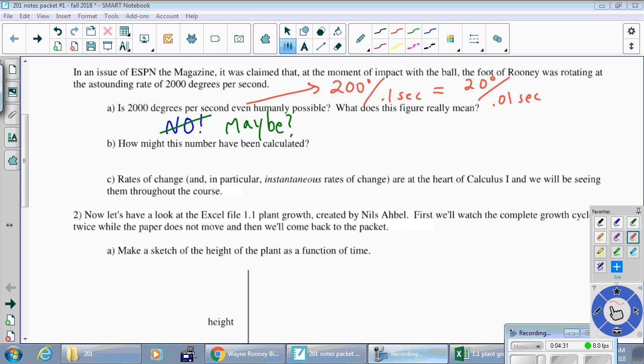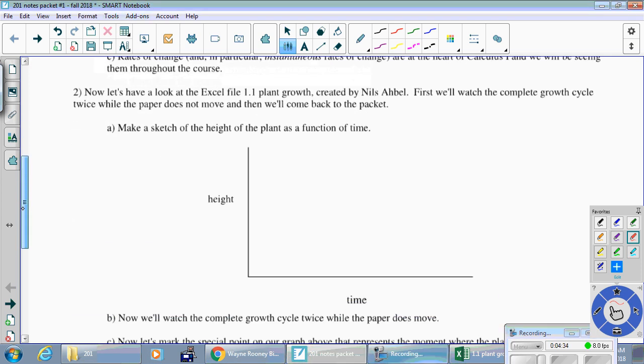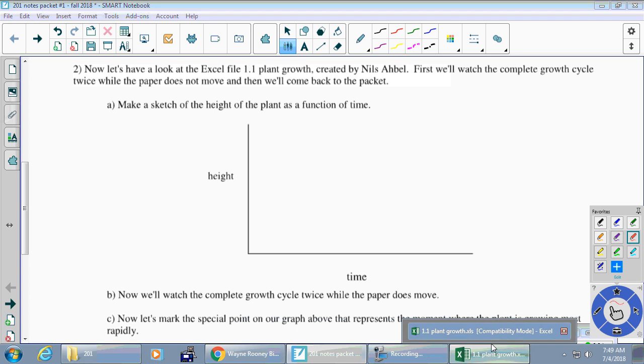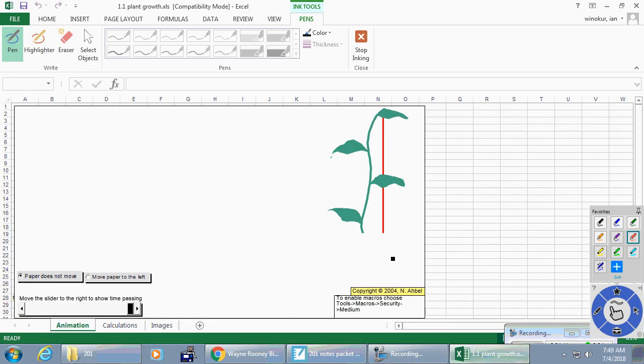Number 2, now let's have a look at the Excel file 1.1 plant growth created by Niels Abel. First we'll watch the complete growth cycle twice while the paper does not move, and then we'll come back to the packet. Okay, so here is an Excel document. And with apologies again, I don't think this is going to come out all that well on the YouTube video. It's going to look, again, real splotchy, but we'll do what we can.